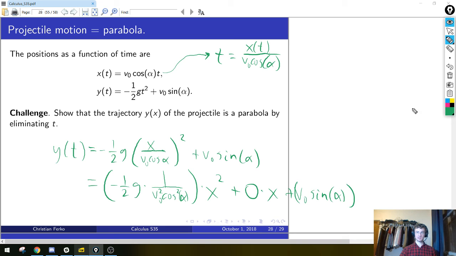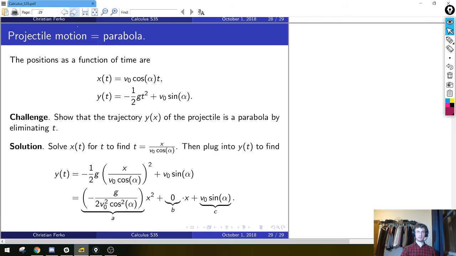So now when we look at the structure of this equation, from the point of view of x, this is a constant. 0 is certainly a constant. v naught sine alpha is a constant. So this is just y equals ax squared plus bx plus c for a particular, wonky choice of the constants a, b, and c. So indeed, the graph traced out by the projectile as you throw it or shoot it is a parabola in xy space.